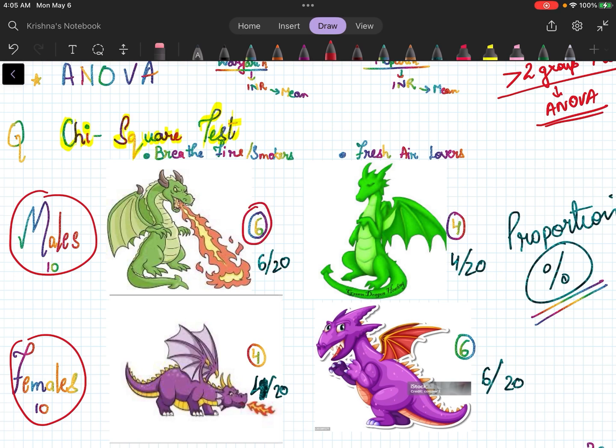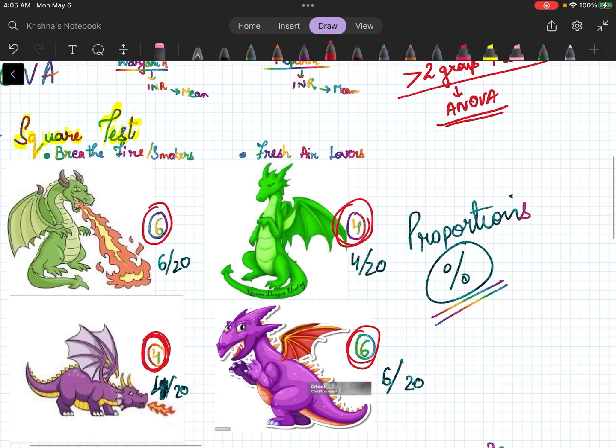And you start counting. There are 6 male dragons and they breathe fire. There are just 4 male dragons here who are just enjoying the fresh air. Then we have got 4 very fiery female dragons breathing fire, and then there are 6 female dragons who are keeping it absolutely smoke free. So this is the ideal situation where a chi-square magic would happen.